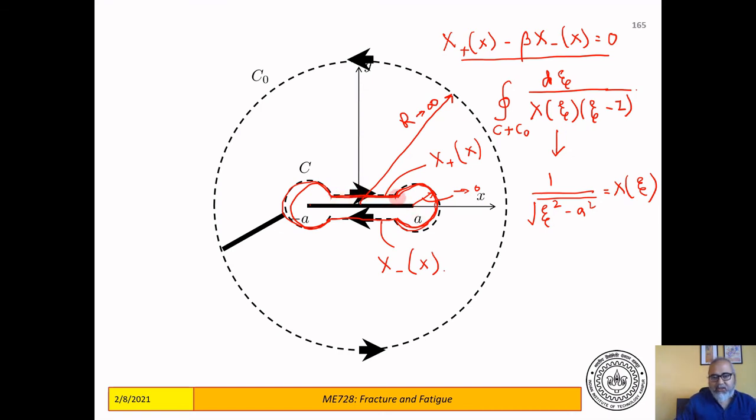So this is easy. Here it is x plus, here it is x minus. On this, the contour integral goes to 0. On this, the contour integral goes to 0. And this is a big circle whose radius tends to infinity. And x plus and x minus are related to each other through this homogeneous Hilbert problem. So with this, we will be able to now formulate the contour integral and derive, especially derive, the integral from minus a to a.